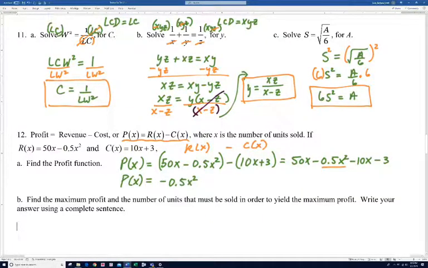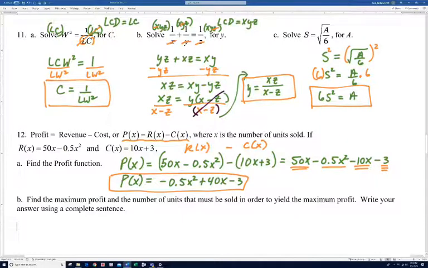Notice I'm going to put the x squared term first, so negative 0.5x squared. I can combine 50x and a minus 10x to get 40x, and then the minus 3. So P(x) is negative 0.5x squared plus 40x minus 3. So that is the profit function. Notice it's a parabola that opens down, and so we should have a maximum.